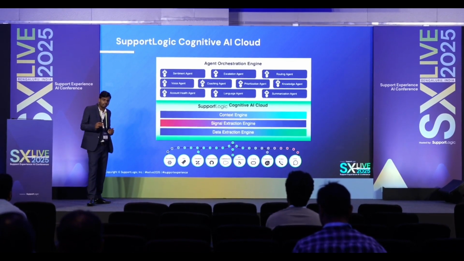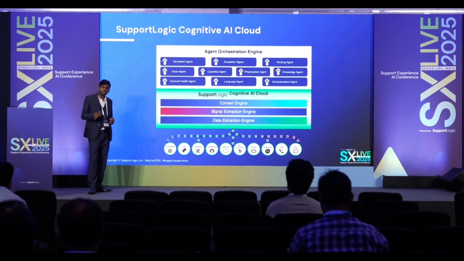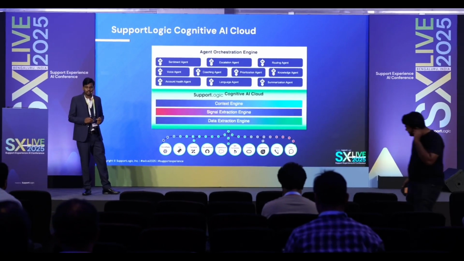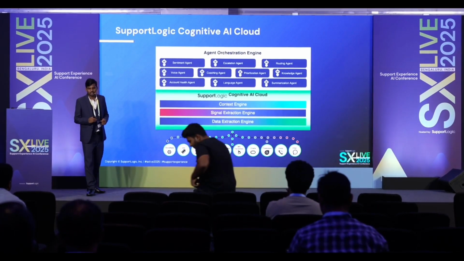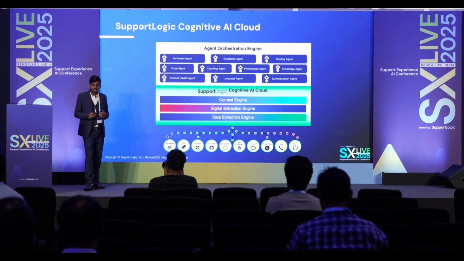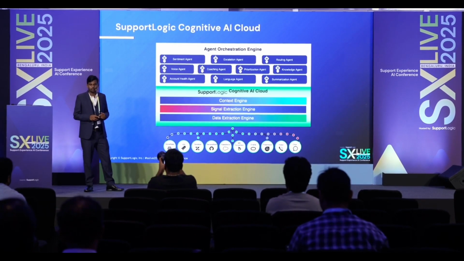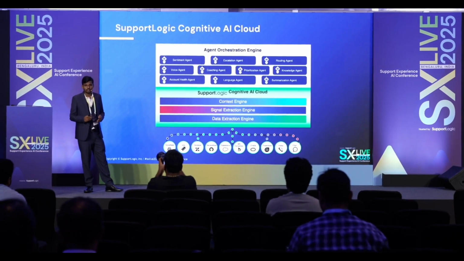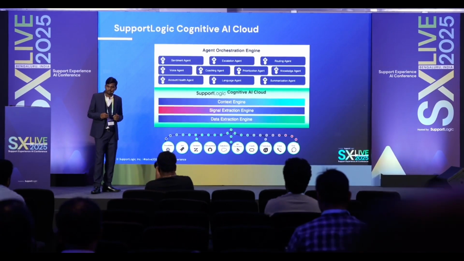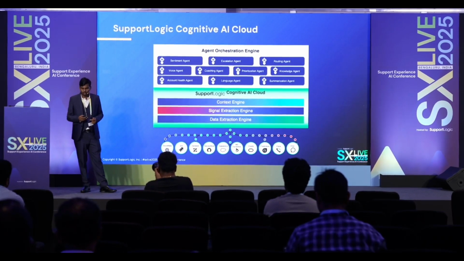On top of it sit our agents, which utilize all these three engines. I'll not talk about all the agents, as Karan covered most of them. But these agents utilize the engines and complete our orchestration mechanism and workflow that is available in-house. And that's what we call the Cognitive AI Cloud.